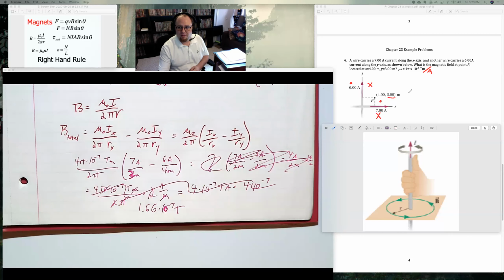Any questions despite my failure? Why did you take the difference? Because they're in different directions. If they were in the same direction, then I'd have to add them. But since the magnetic field is out of the page from the x-axis wire and into the page from the y, they're pointing in opposite ways. They have to cancel each other. Magnetic field is a vector. Gotcha.